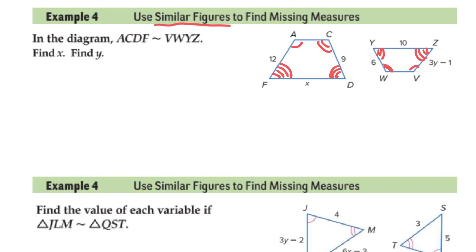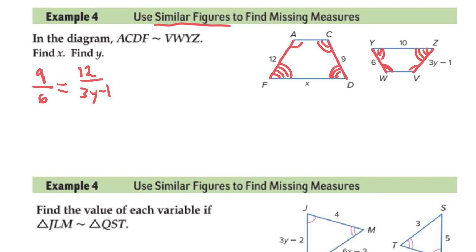Find x and y. Well, let's see. We know that side CD has a length of 9. All right. What's the corresponding side to CD? CD went from 2 ticks to 3 ticks. So 2 ticks to 3 ticks is right here. It's YW. So that's 9 is to 6, as, well, let's see, we got this one right here is 12, and that was from 1 to 4 ticks. So 1 to 4 ticks is right here. That's 3y minus 1.